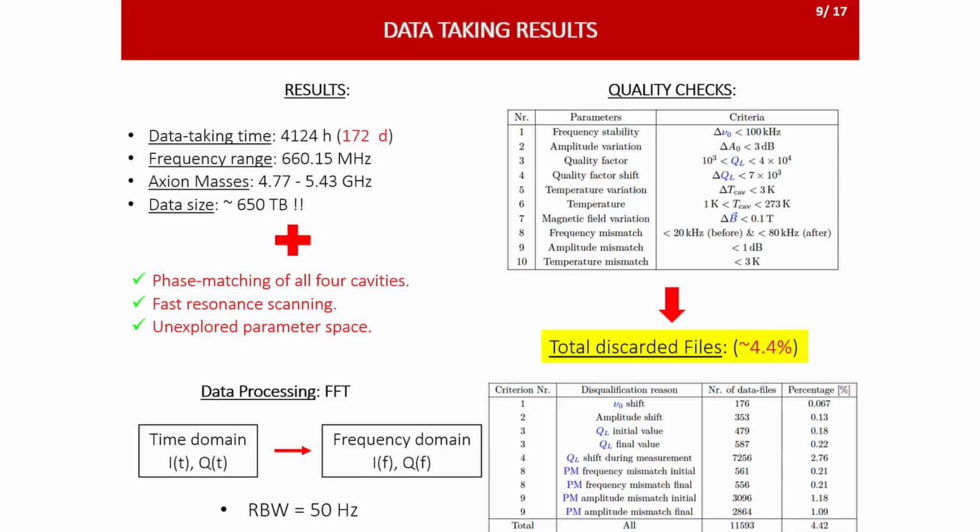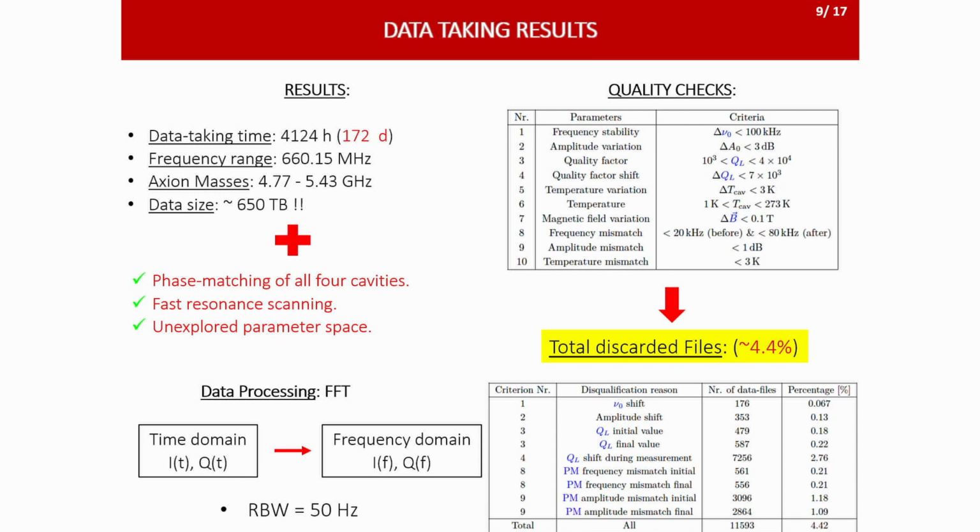And let me move to our results. So these are some of our first results. We have taken data for 172 days in total throughout these 2-3 runs from 2019. We also have successfully done phase matching in data taking conditions for all 4 cavities. We also used the fast resonance scanning technique, and therefore we managed to probe an unexplored parameter space.